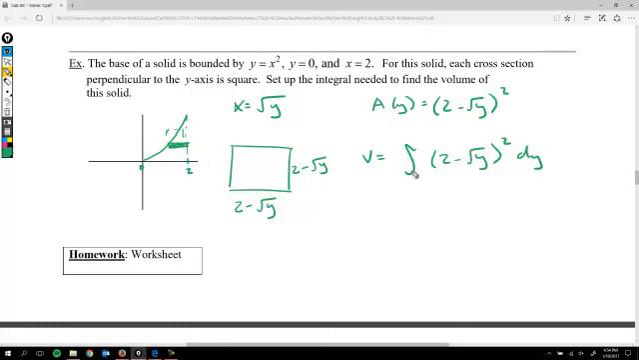Now the important part is my bounds. My bounds have to be in terms of y. So I'm not going to put 0 to 2. Instead, I'm going to put the y bounds. I'm going to put 0 to 4. All right, so because everything is in terms of y, I have to put my bounds in terms of y as well. All right, that's it for this.